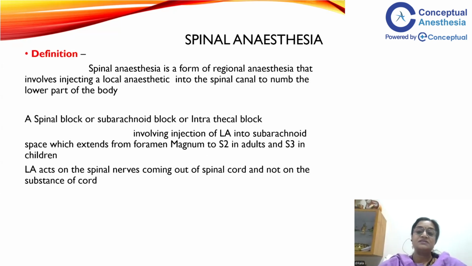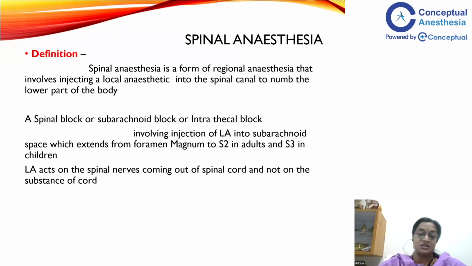Now, what is spinal anesthesia? In lay terms, spinal anesthesia is a form of regional anesthesia that involves injecting a local anesthetic agent into the spinal canal to numb the lower part of the body. This is what we say to the patient: पीठ पे इंजेक्शन देंगे, कमर के नीचे का भाग सुन्न हो जाएगा, है ना?